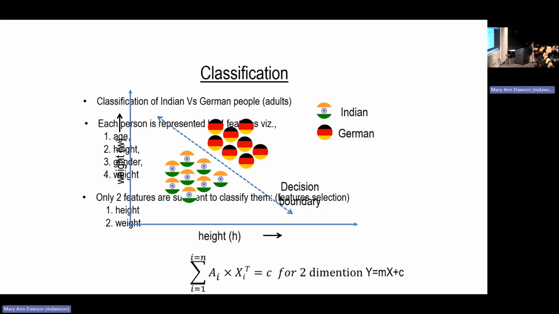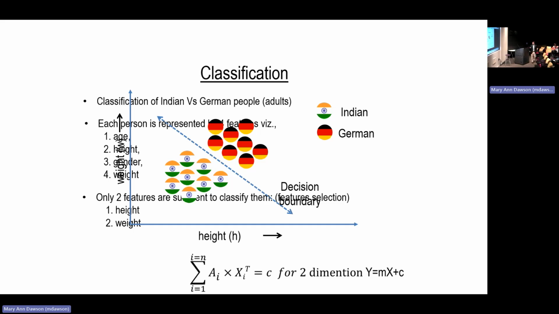You have so many features, you pick the best features, and then what will happen? Say you have two features. Then your 4-dimensional data is mapped into 2 dimensions, and you need to do the classification in 2 dimensions. So you can expect that Indians will come in the low height range. This is height and weight. So Indians will come in the lower region and Germans in the upper region.